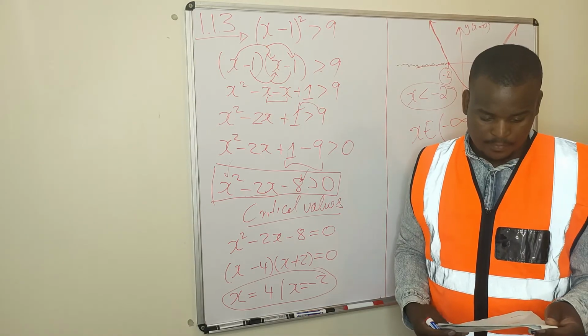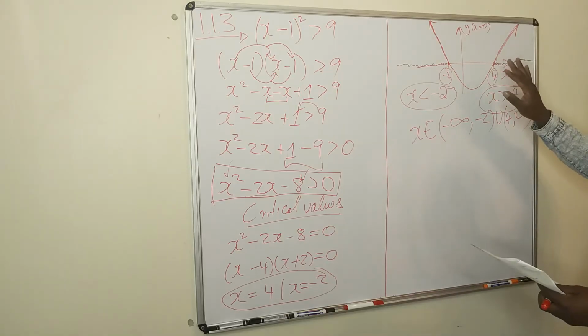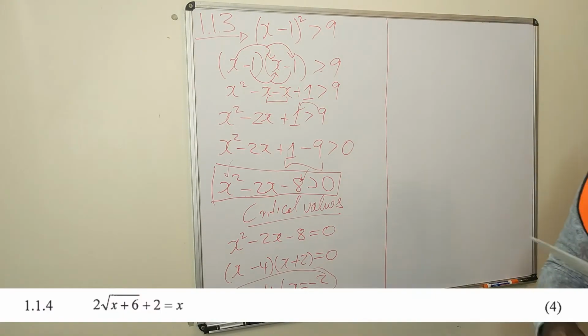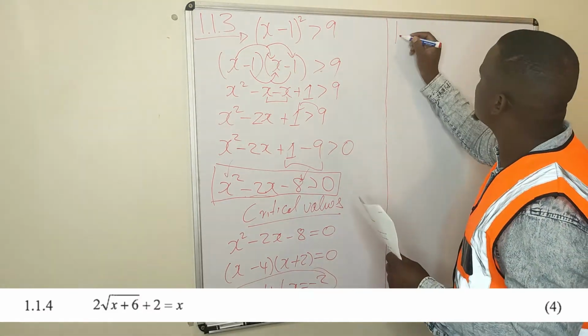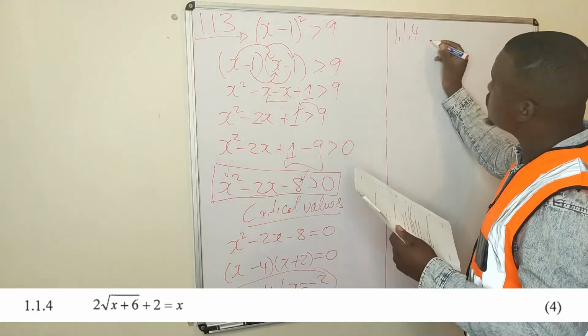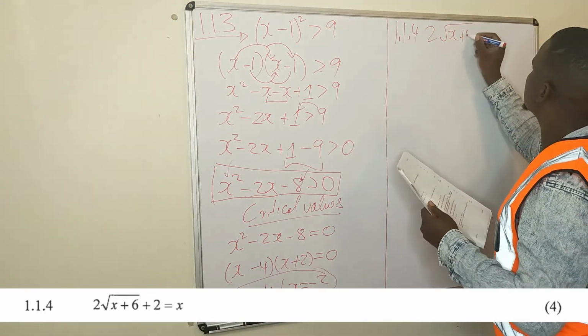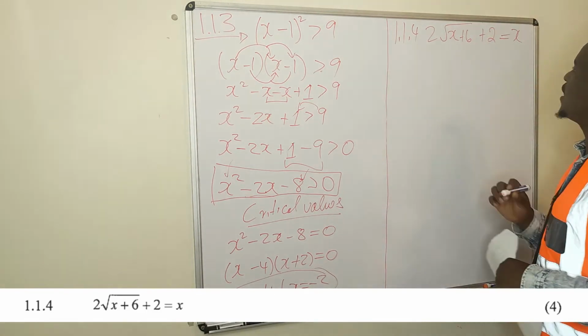1.1.4. So this is another equation. I'm going to clean this part here and then do 1.1.4. We are still solving the equations. What is this one? It's 2 root x plus 6, plus 2, is equal to x, right?